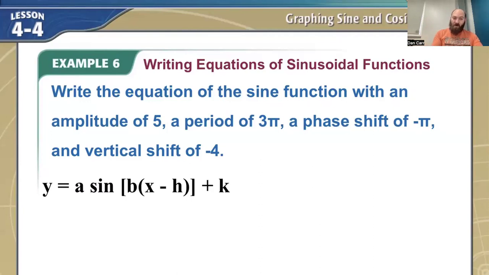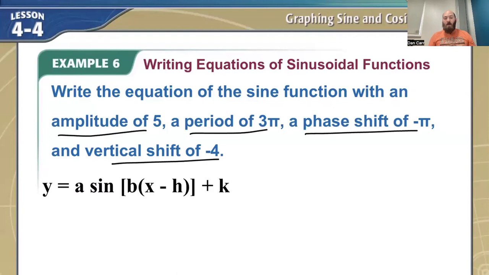So write the equation of the sine function with an amplitude of 5, a period of 3 pi, a phase shift of negative pi, and a vertical shift of negative 4. So here's the thing to remember about this one. When writing it out, there's a slightly different version of our sine functions. Normally we said a times sine of bx plus c plus d.